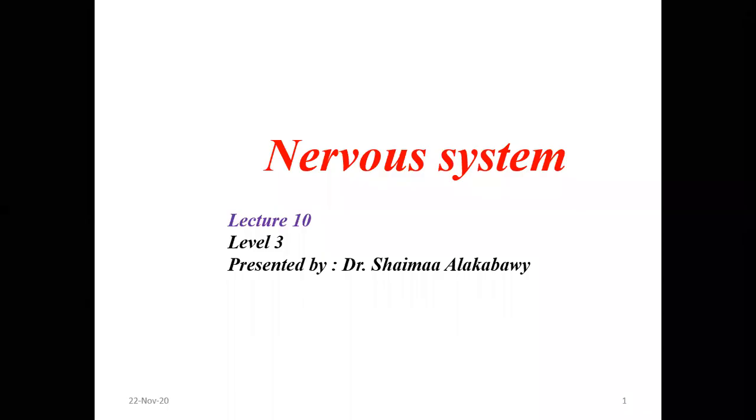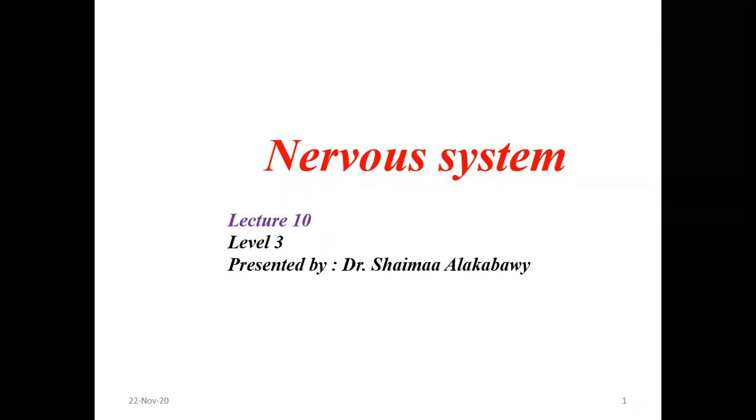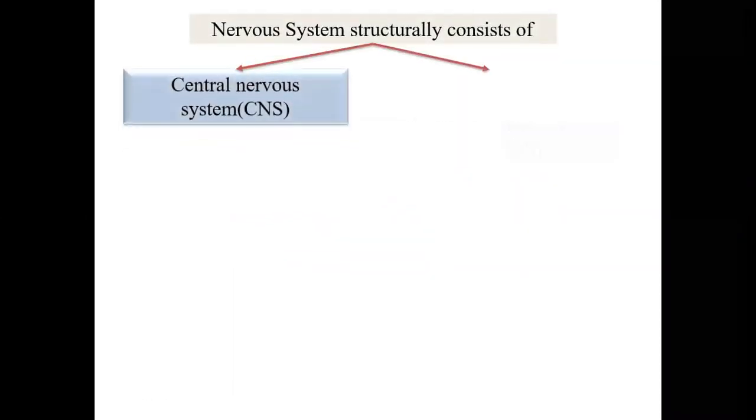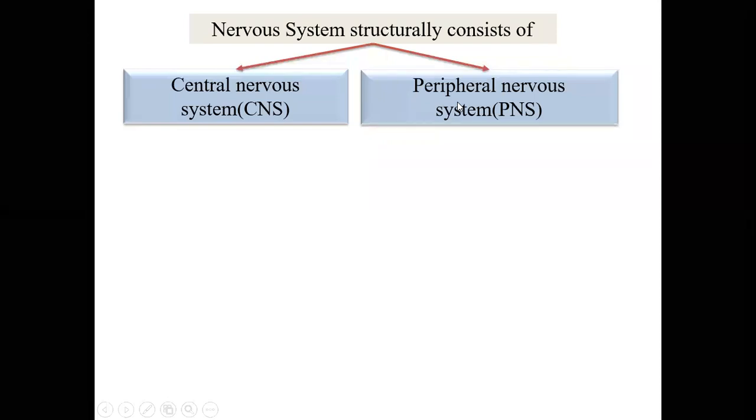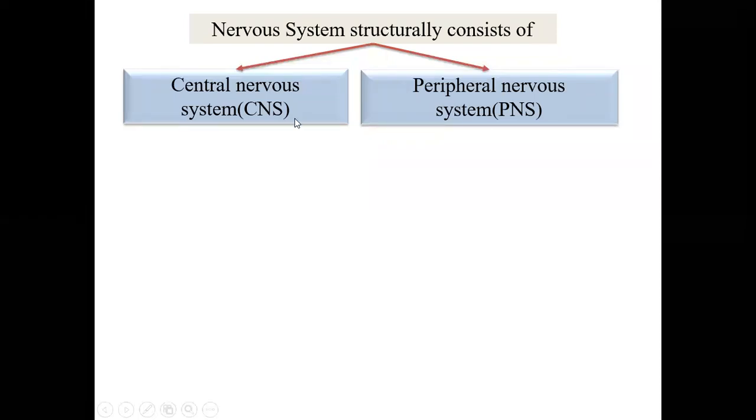Today we'll study a very important topic, that is the anatomy of the nervous system. As you know, the nervous system is structurally classified into the central nervous system and the peripheral nervous system.